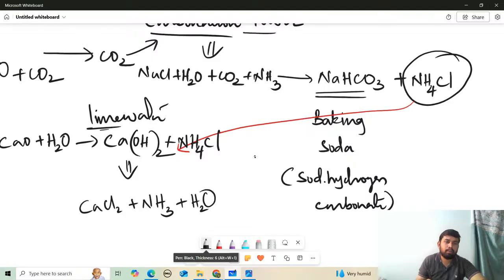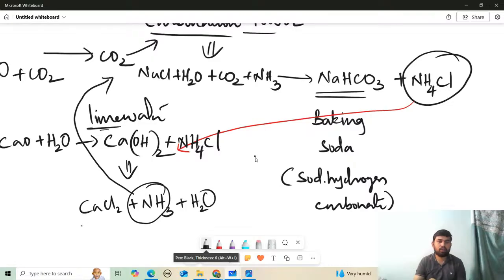Now this ammonia is going to be filtered and used again back in this process from the ammonia absorber. Here we got calcium chloride, ammonia and water. So these are the reactions.